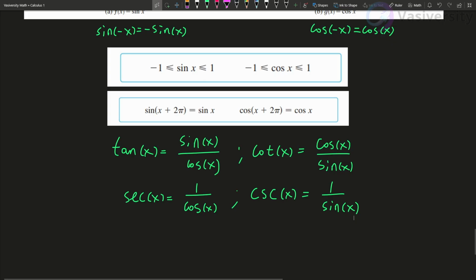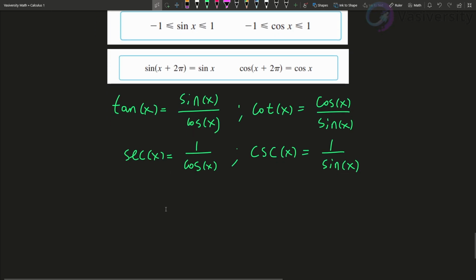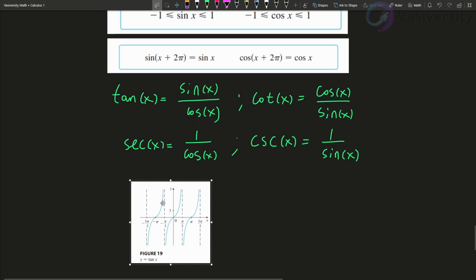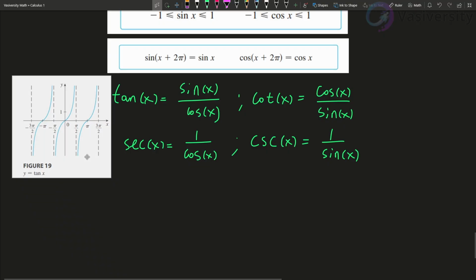Okay? And one of the most important drawings here is going to be the tangent drawing. So let's go ahead and draw the tangent. So here is going to be tangent of x.